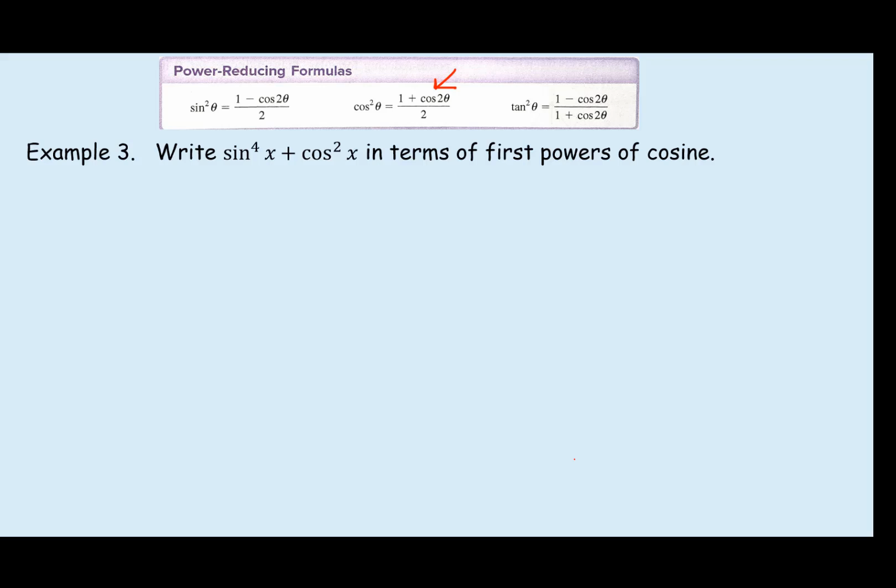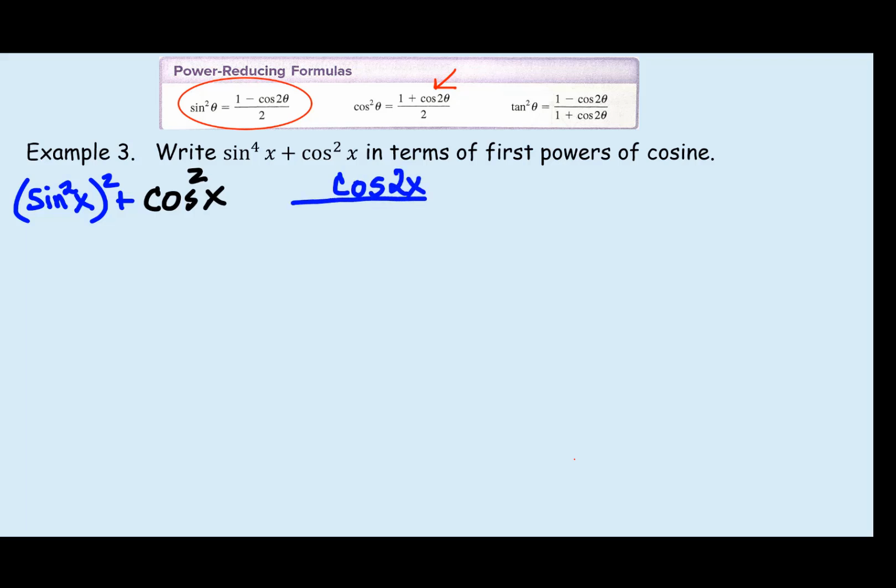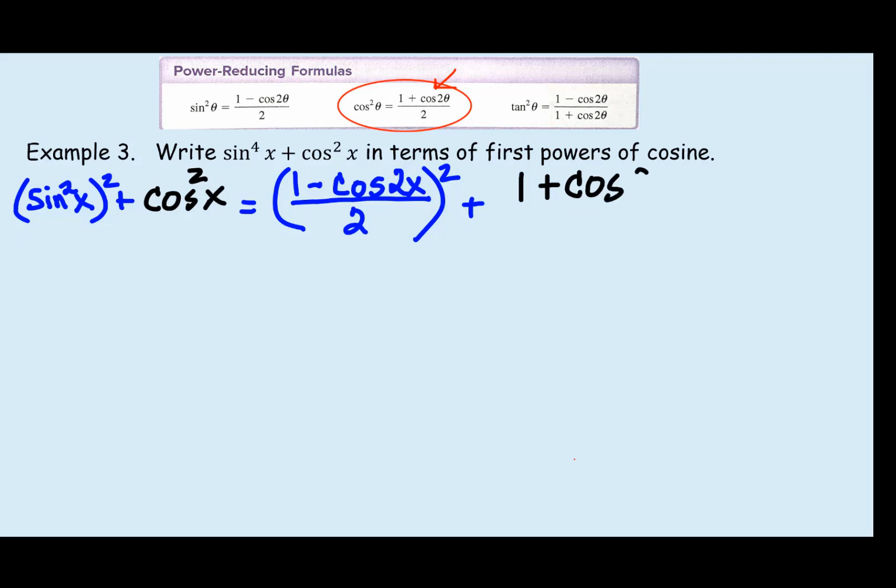So the first thing we're going to do is change sine to the fourth x to sine squared x squared. So we're going to square it. And then we'll have a cosine squared x right there. That's still there. And now we're going to use that formula for sine squared theta, and we're going to substitute that in for sine squared x in that blue set of parentheses. So we'll put that in, 1 minus cosine 2x over 2 squared. And then for cosine squared, we can use this formula right here. So we'll have 1 plus cosine 2x over 2.